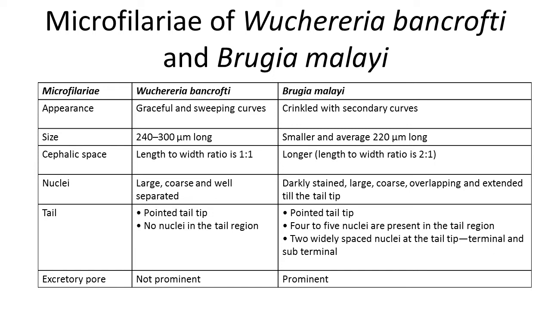In the case of Brugia malayi, the appearance is crinkled with a secondary curve, that means overcoiled. When we compare with Wuchereria, Brugia is overcoiled, that means we can see a secondary curve. When we consider the size, Brugia malayi is smaller compared with Wuchereria bancrofti. The cephalic space is larger, that means the length to width ratio is 2:1, but in the case of Wuchereria bancrofti, 1:1.